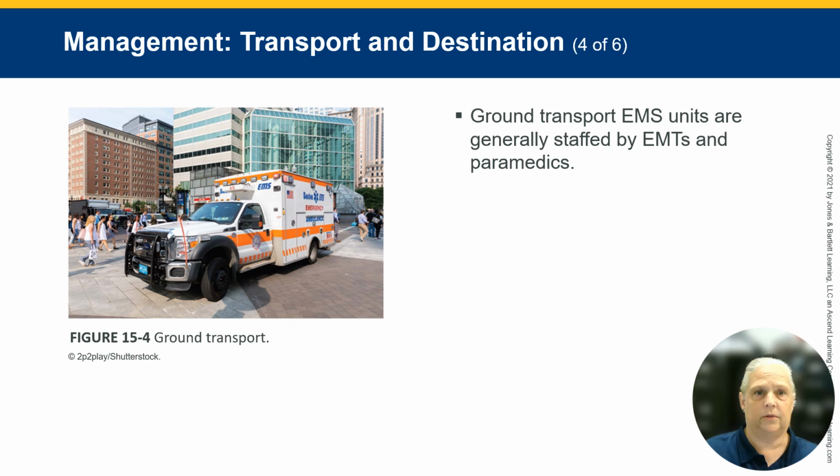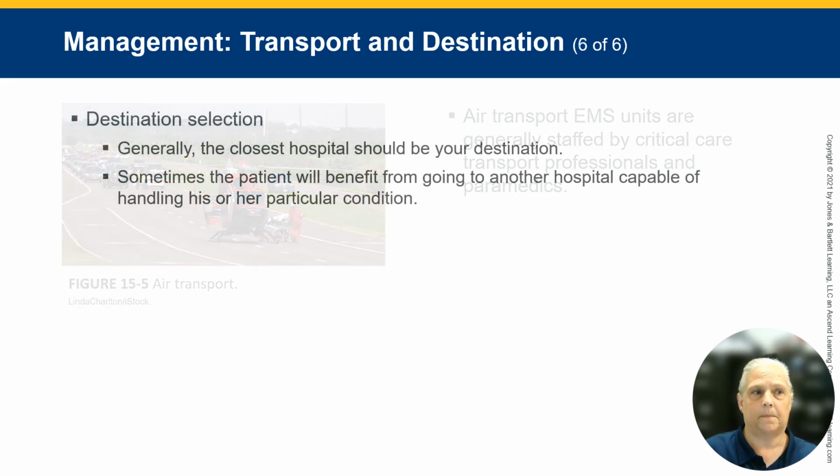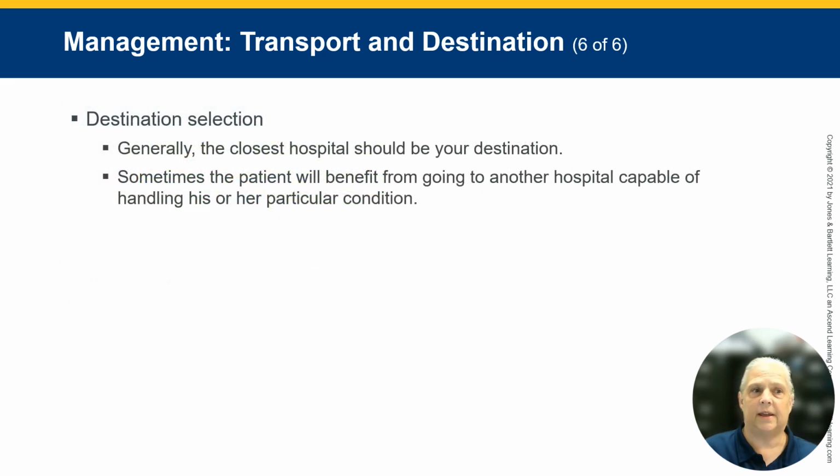So with the ground units, normally we have EMTs or EMT and paramedic. Some departments have paramedics. We've got our air transport. They're going to be critical care medics, nurses, flight nurses are going to be on the helicopters. Again, where am I taking my patient? The closest, most appropriate hospital, depending on their condition.